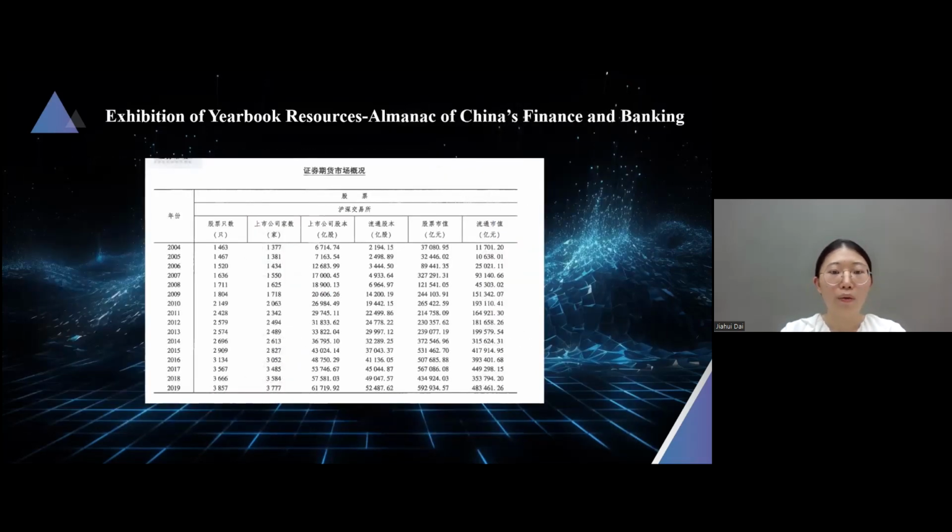From the table, we can see the general information of the securities and futures market. It records in detail the number of stocks, the number of listed companies, and the share capital of listed companies in Shanghai and Shenzhen stock exchanges from 2004 to 2020.